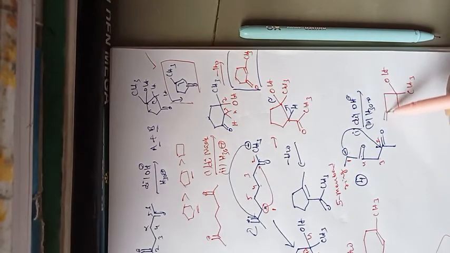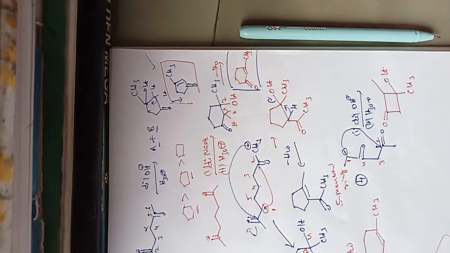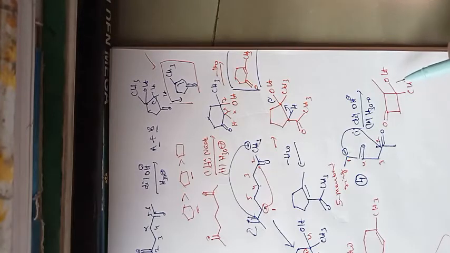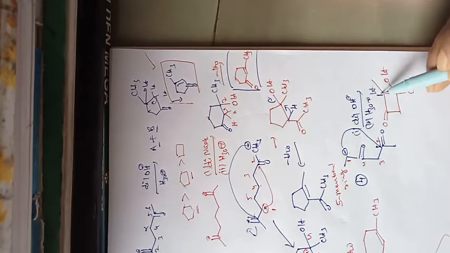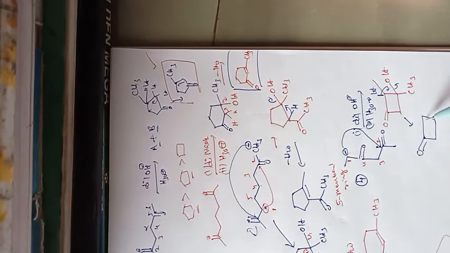Here is the carbonyl carbon. Once it forms a carbanion, there is nucleophilic addition, like that. Now this is the compound, and here you can see that this is the alpha hydrogen, and loss of water will form an alpha beta unsaturated carbonyl compound. So this is the right answer.